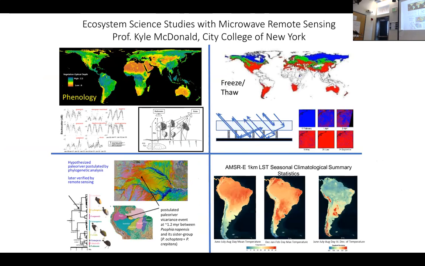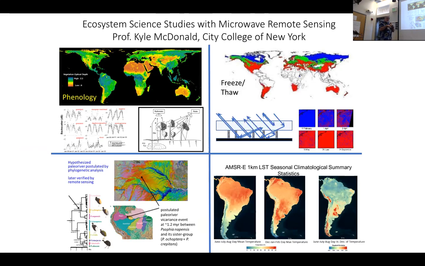So I'm Kyle McDonald from City College of New York. I am by training an electrical engineer. My specialty that I developed in grad school is really looking at vegetation with radar, imaging radar. So I'm more of a microwave remote sensing specialist working in the science community now.